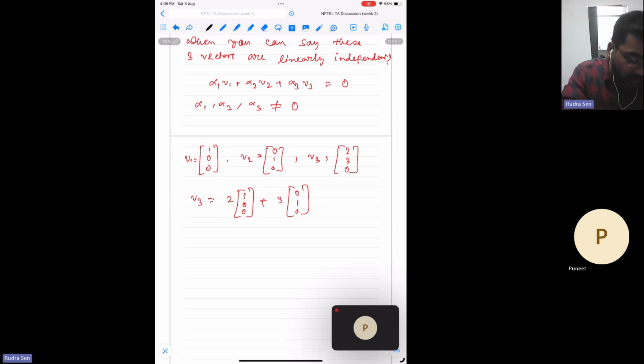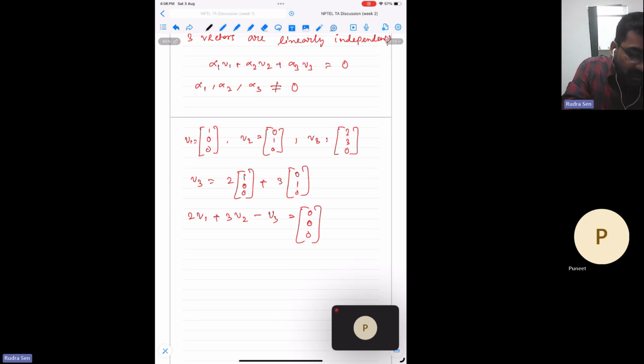So if we do 2 into v1 plus 3 into v2 minus v3, we will get a 0, 0, 0 vector, right? So since v3 depends on v1 and v2, v3 is not independent of v1 and v2. So we cannot say v1, v2, v3 are linearly independent.